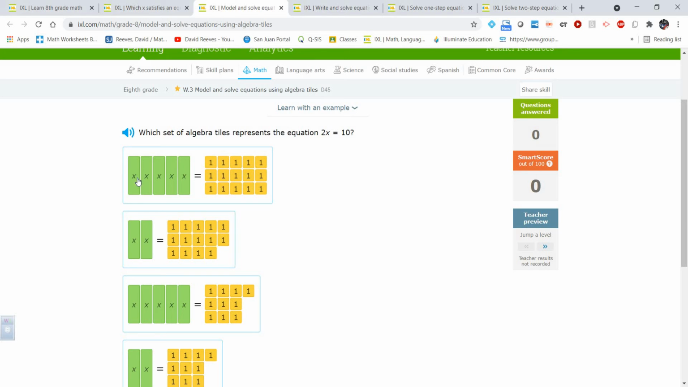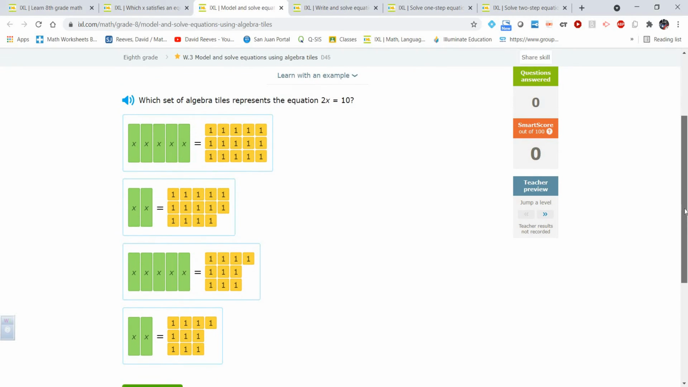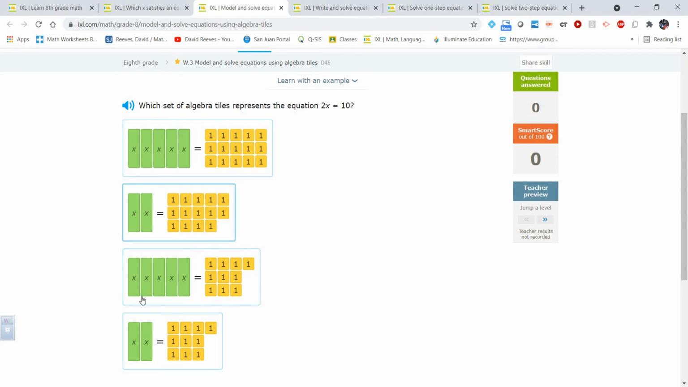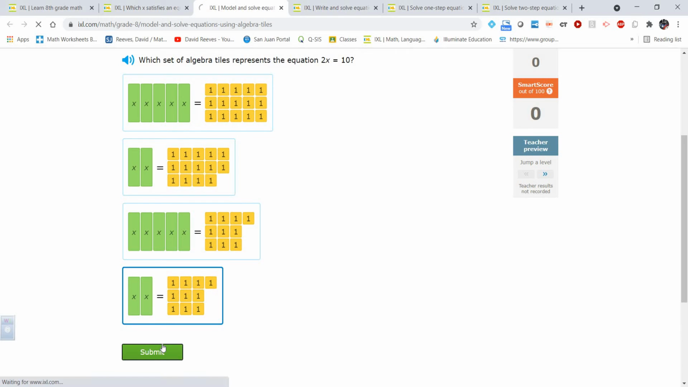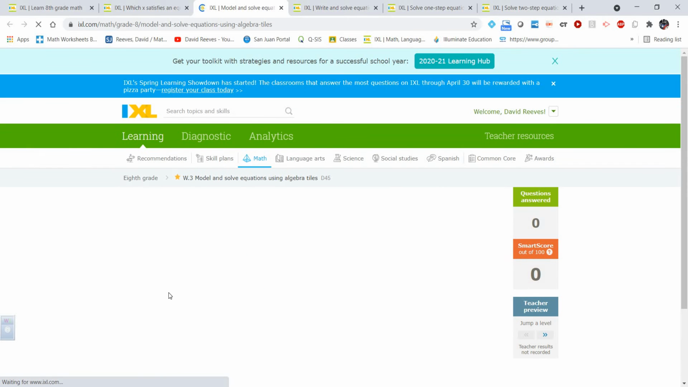All right, here we go. So these green bars represent x, and each of these yellow squares represents 1, just like they say. Well, we want two x's to equal 10. So if you take a look at the picture, which one has two x's? Well, this one has two x's, and this one has two x's. Well, which one equals 10? Well, this one is 3, 6, 9, 12, 14. This one is 3, 6, 9, 10. So that bottom equation is 2x is equal to 10. All right.